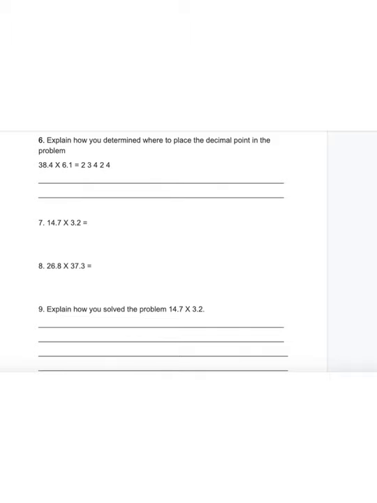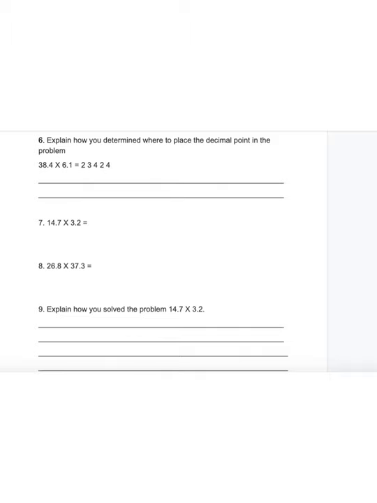That told me the decimal needed to go between the first 4 and the 2 so that my answer was close to 240. So I knew to put my decimal point between the 4 and the 2, so my answer is 234.24.